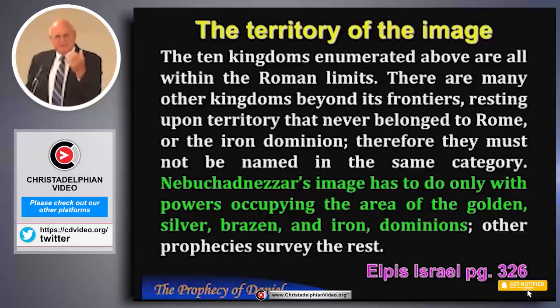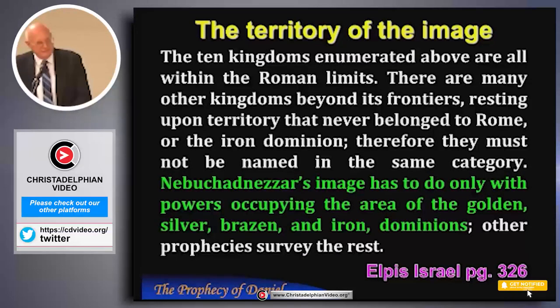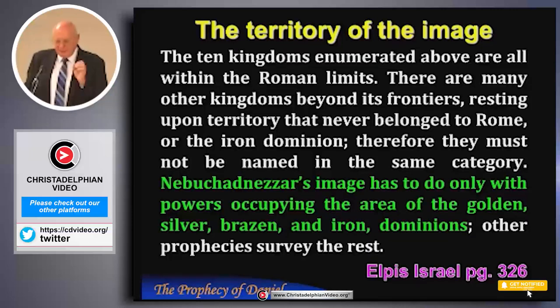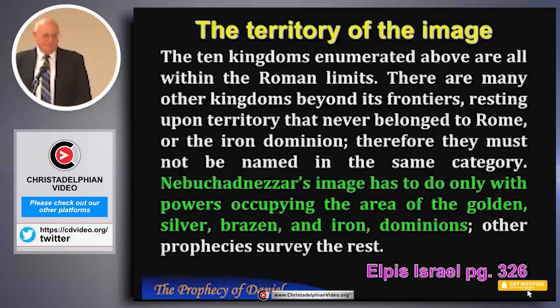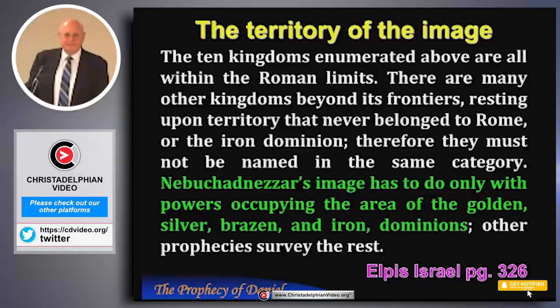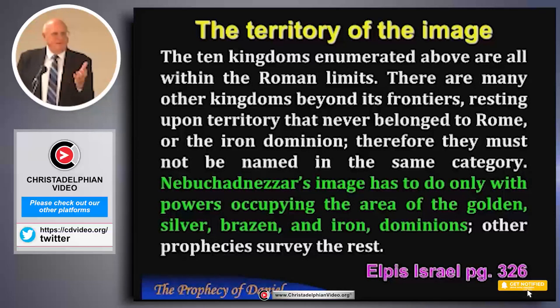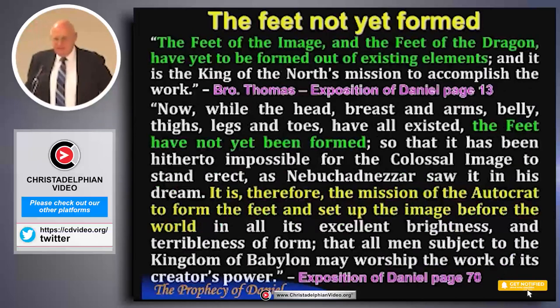Nebuchadnezzar's image, and this is a very important statement that he makes in Elpis Israel, Nebuchadnezzar's image has to do only with powers occupying the area of the golden, silver, brazen, and iron dominions. Other prophecies survey the rest. So these are very fundamental things that need to be understood if you're going to come to terms with the prophecy of Daniel, and in particular, Nebuchadnezzar's image.